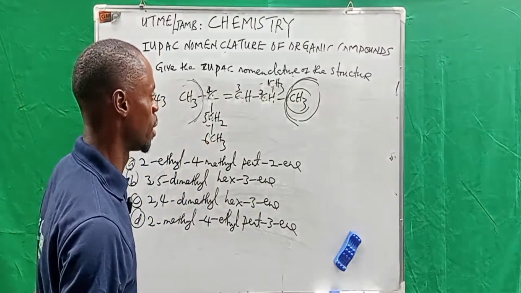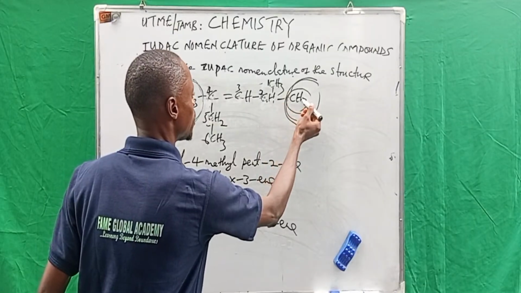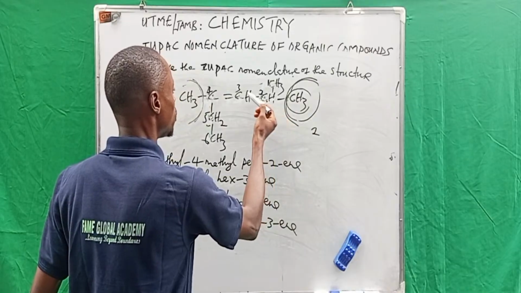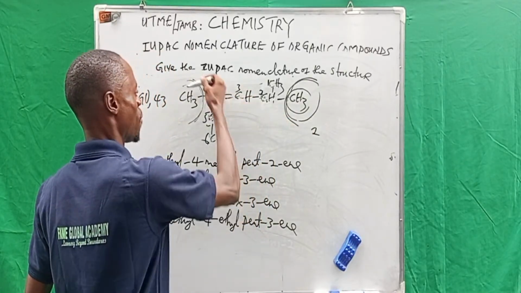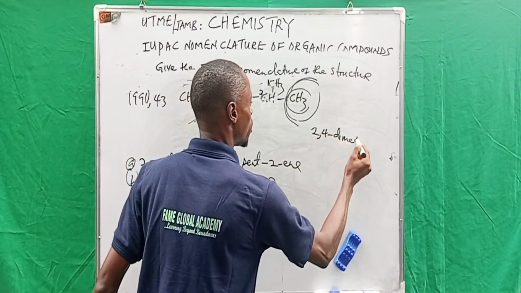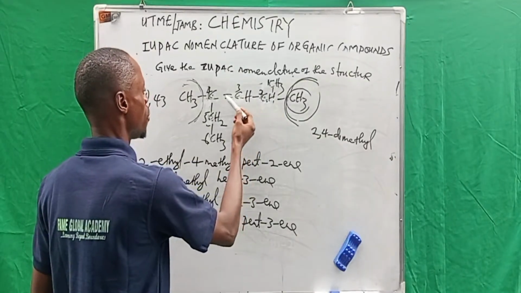Are you following me? Now you're listening. At carbon atom 2, we have a methyl. Then 1, 2, 3, 4, at carbon atom 4, we have another methyl. That is 2, 4. It appears twice, so dimethyl. Then our longest chain is what? 1, 2, 3, 4, 5, 6.